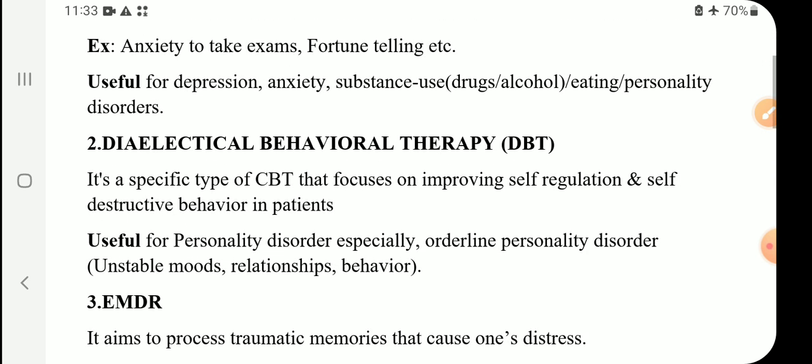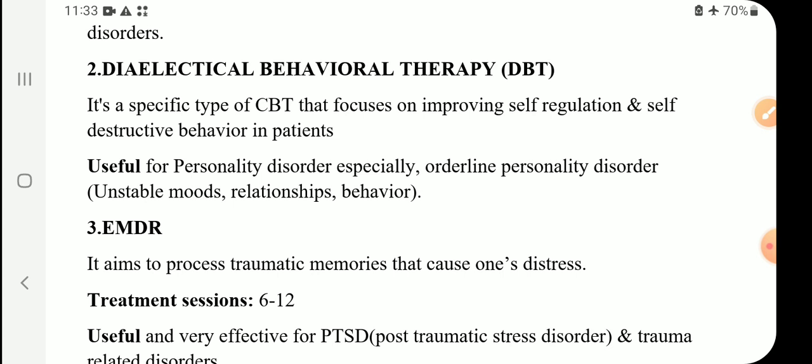And coming to the next therapy, it is dialectical behavioral therapy. It is called DBT. So this DBT is also a specific type of cognitive behavioral therapy. So it is also one type of CBT, and it mainly focuses on improving self-regulation and self-destructive behavior in patients. Just like a few patients will have a personality disorder, especially unstable moods and unstable relationships and unstable behavior. So for these kinds of issues, the therapist will give DBT.